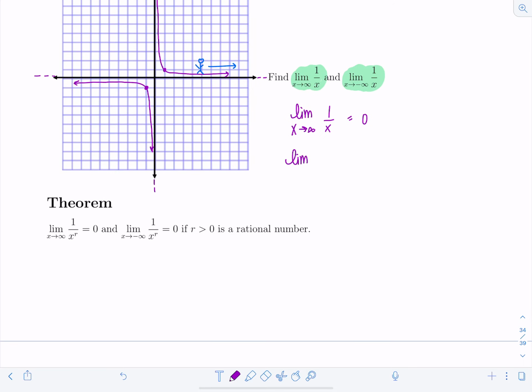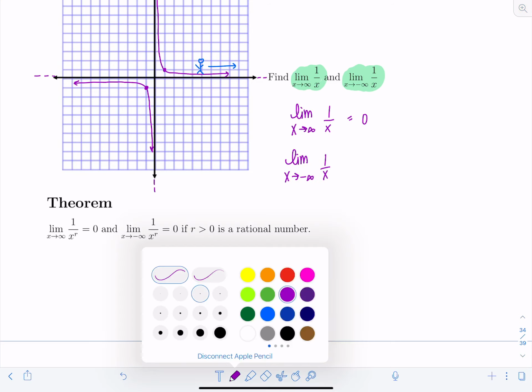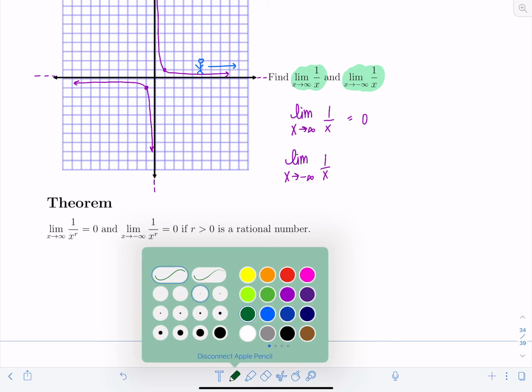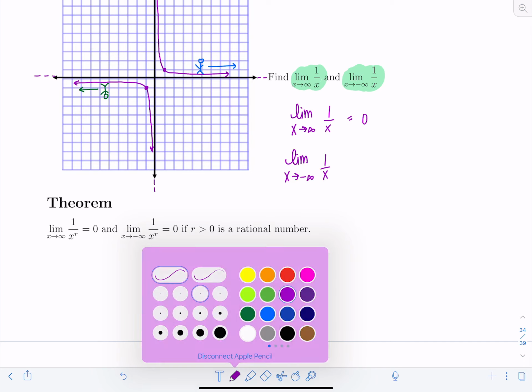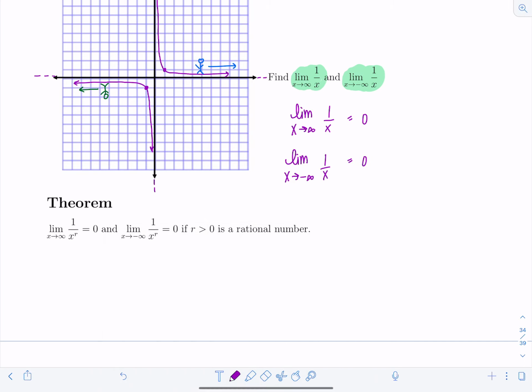And similarly, the limit as x approaches negative infinity for 1 over x. Let's see. Now we're walking this way. I'm going to put you upside down, okay? So you don't fall off the graph. Going this way forever and ever. It looks like you're tending towards 0 again.